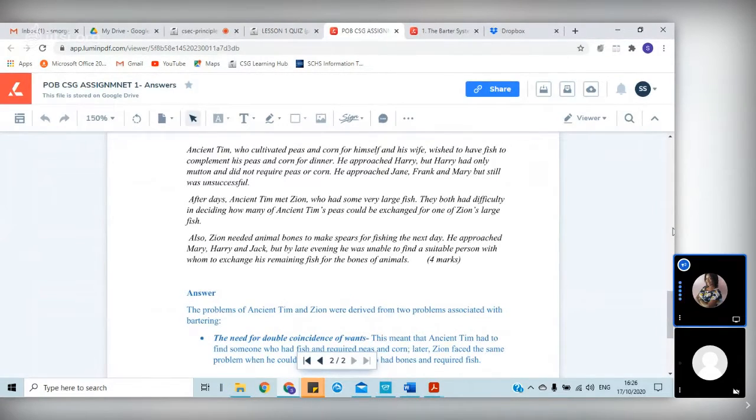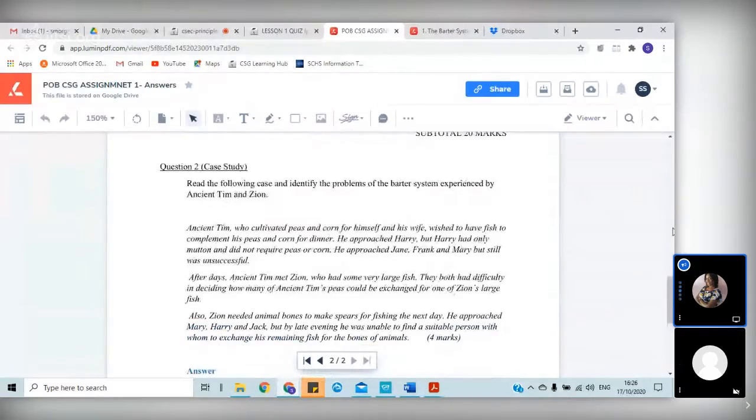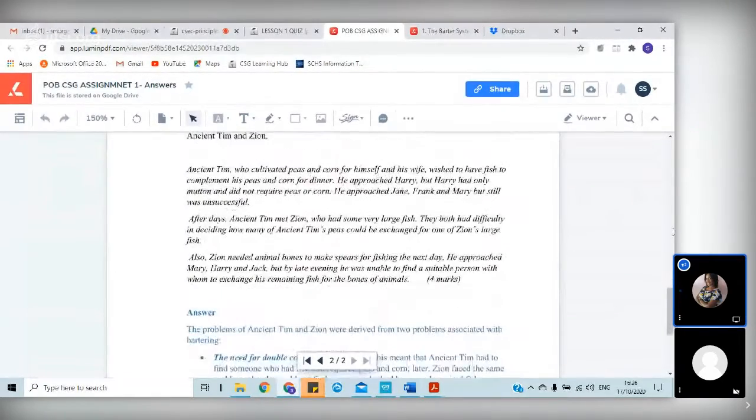He approached Mary, Harry, and Jack, but by late evening he was unable to find a suitable person with whom to exchange his remaining fish for the bones of animals. Alright, so once again, you are required to identify the problems of the barter system experienced by ancient Tim and Zion.